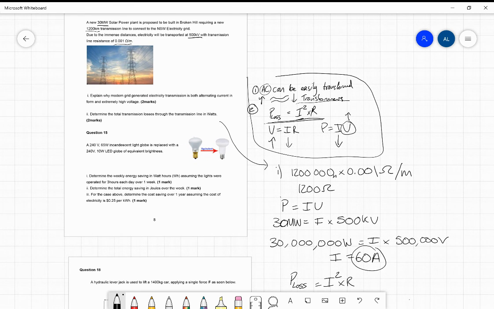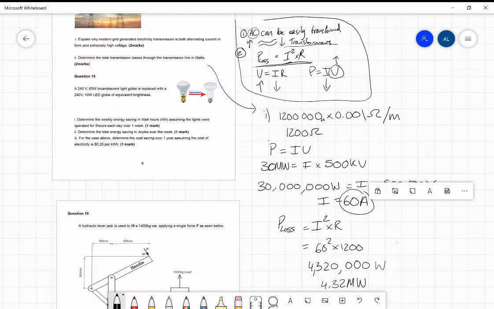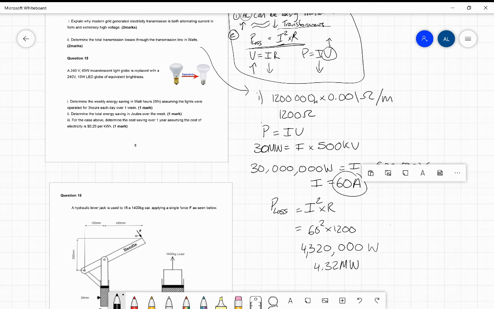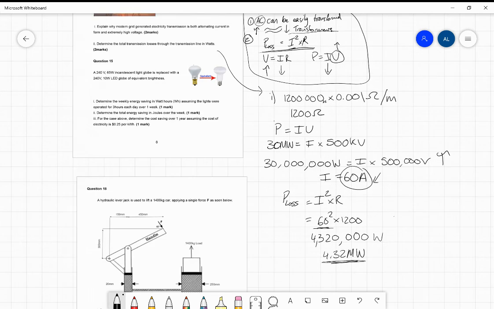Now, this could be a realistic case because when we have long transmission lines, if we're sending 30 megawatts of power, we might expect to lose 10 to 15%, which is the case we have here. Obviously, you could increase the voltage even higher, and that would reduce the currents, which would drastically reduce the losses as well. Okay, that's that question there.